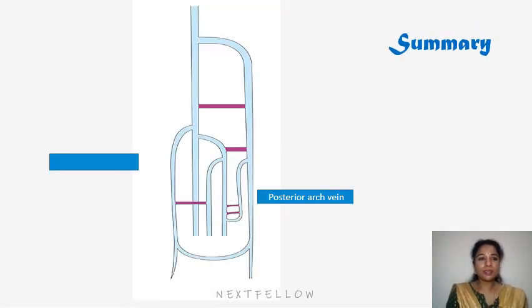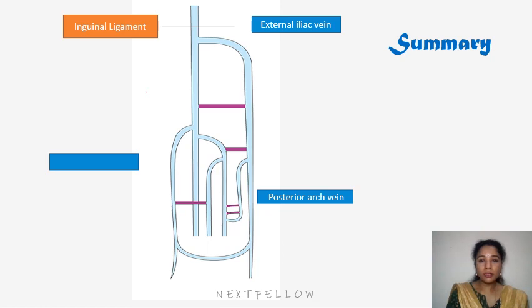And let's do the summary of this venous drainage. Here is the schematic image to explain all the veins of the lower limb. This line represents the inguinal ligament. Above the inguinal ligament is the external iliac vein, and below the inguinal ligament is the femoral vein. We can see the femoral vein here.